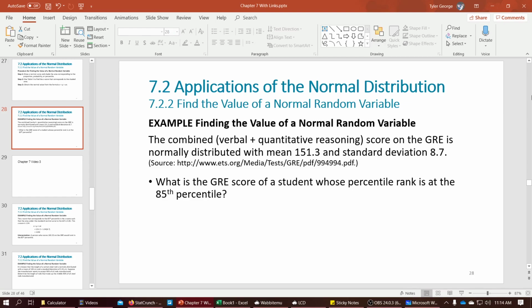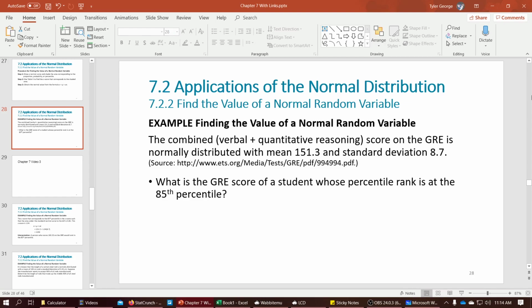Hello everyone, to video 3 for Stat 282 chapter 7. In the previous video we were given an x value and we were asked the probability or the likeliness of that x value occurring. In this video we're going in the opposite direction. We're going to be given something else.